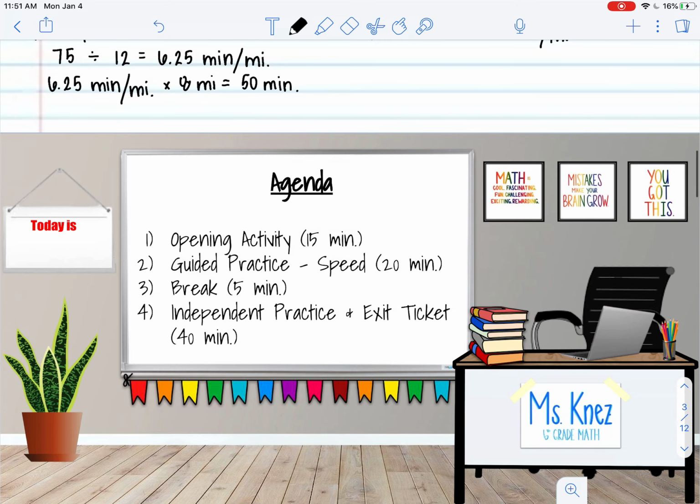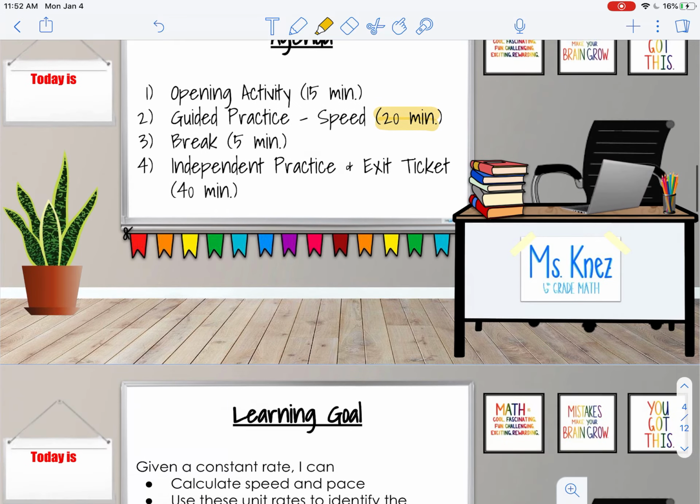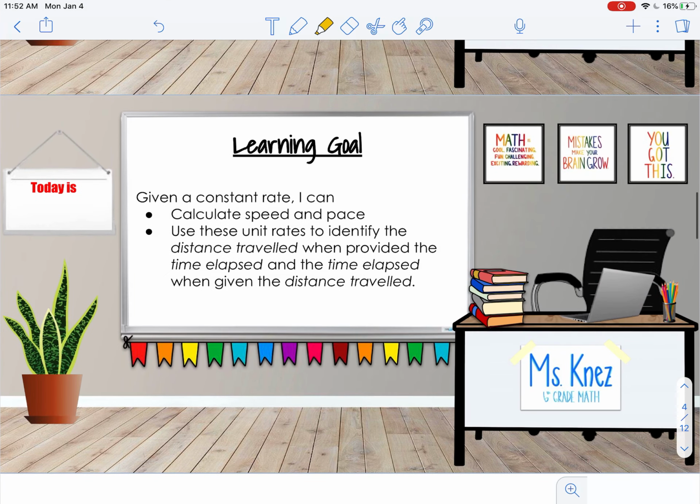So once we did that opening activity and kind of reviewed what we know about rate, we did a guided practice on speed. It says 20 minutes here, but it ended up taking us most of the class to work on a single problem. So I'm going to walk through that in this video, and this is a great resource, again, if you were at all stuck during class today.